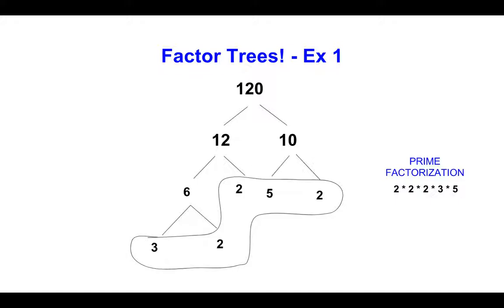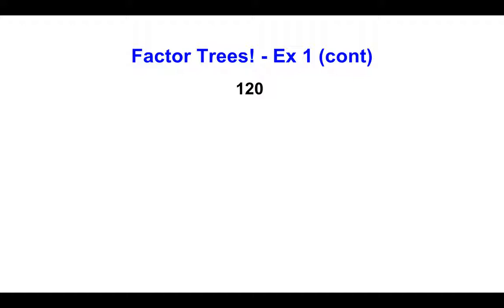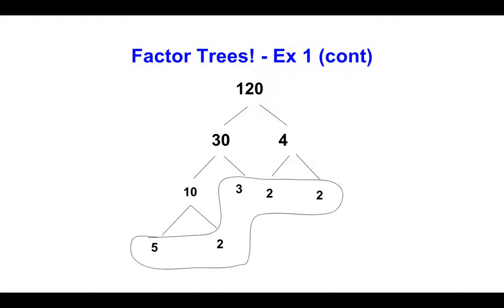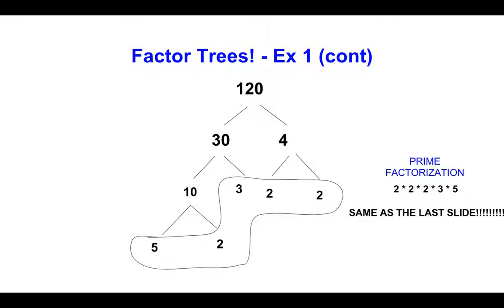Now, one interesting thing about factor trees is it doesn't really matter which way you factor. In other words, if I take the 120 and instead of breaking it into 12 and 10, I break it into 30 and 4, I'm still going to end up in the same place. The 30 breaks into 10 and 3. I can still break down the 4 into 2 and 2. And the 10 also breaks down into 5 and 2. Okay, so when I look at my examples here, I get three 2s again. I have one 3 and one 5. It's the same as the last slide.